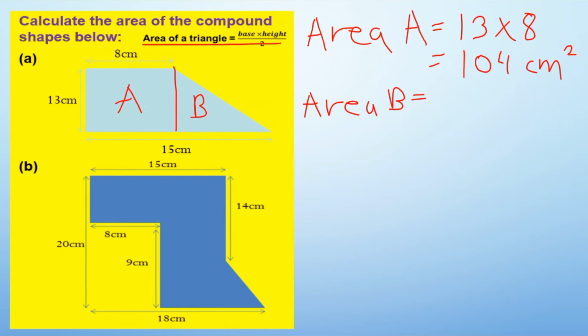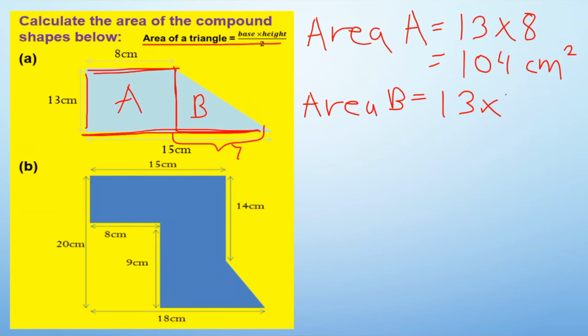Area B is equal to base into height divided by 2 because it's a triangle. Now we need to find the base. We already have the measurement for the height. This one is looking like the same over here, so that means that is our height, 13 centimeters. The base, we can just find it over here. This whole thing is 15 centimeters, but we just need to find this much. And here we have 8 centimeters, so we can minus 15 with 8, which will give us 7 centimeters.